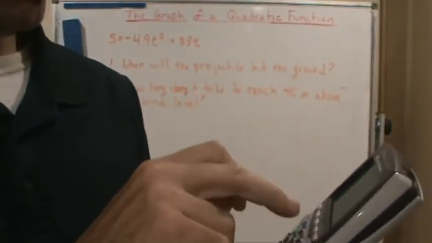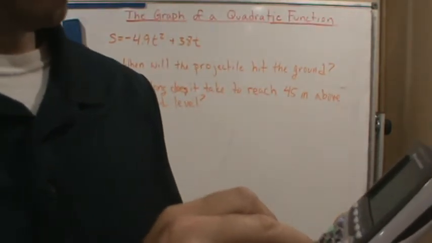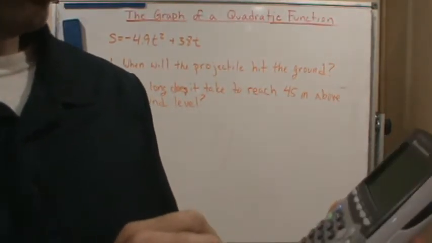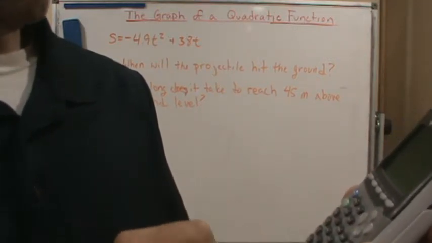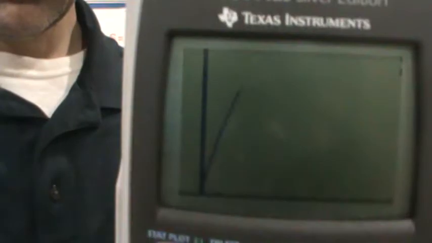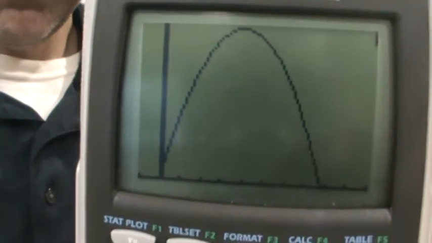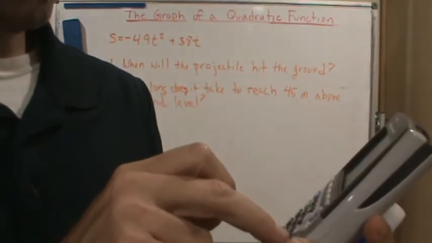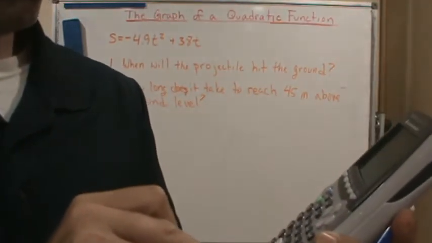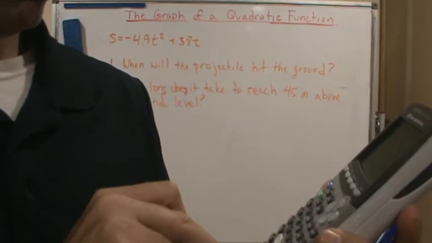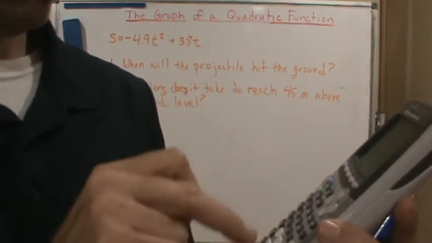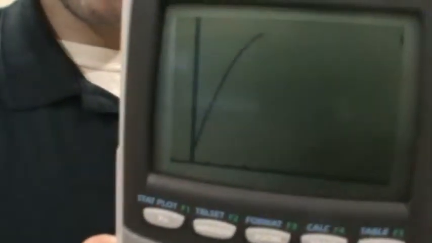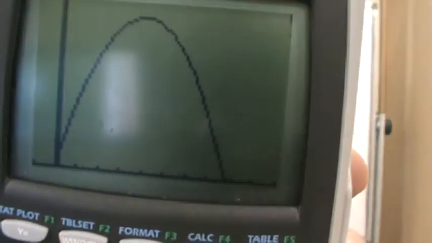Now if I adjust the window, I don't need to go that far out. So let's do 10 and let's do 75. Look at that. You could play around with the window. This is the graph I have, and this is what I'm going to use.